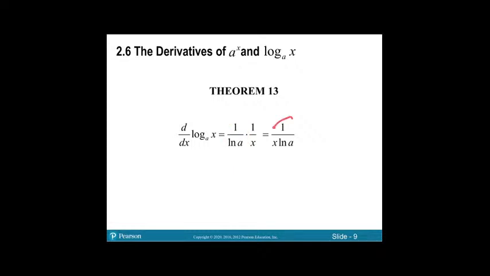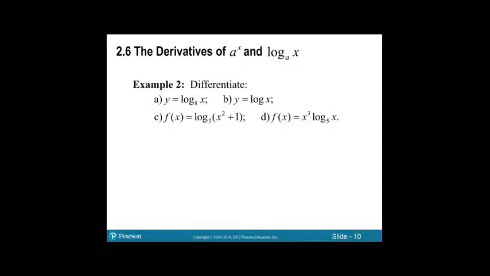All right. So given these, we're actually going to differentiate. If we look at part A, our dy by dx is 1 over x natural log of a. So it should be 1 over x times the natural log of 8. See b, dy by dx. So that's base 10, right? Let's see. It should be 1 over x times the natural log of 10. Let me make sure I'm doing this right.